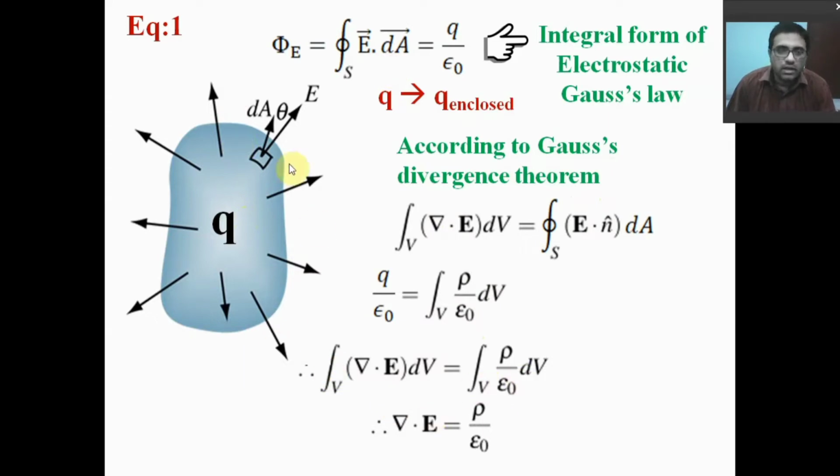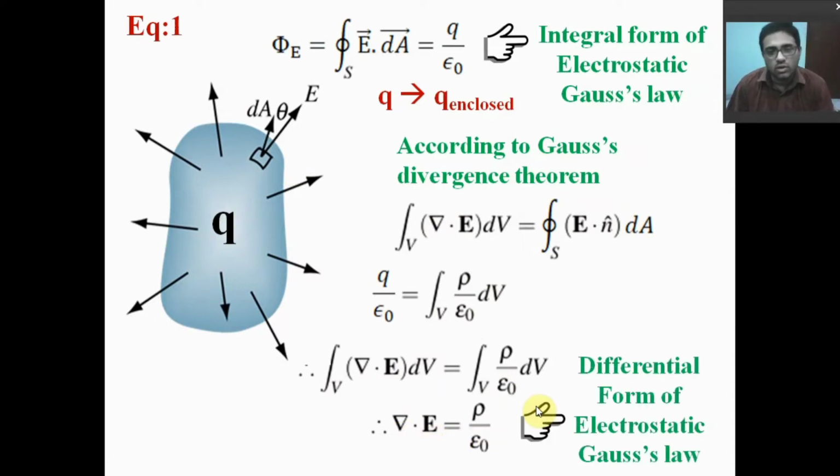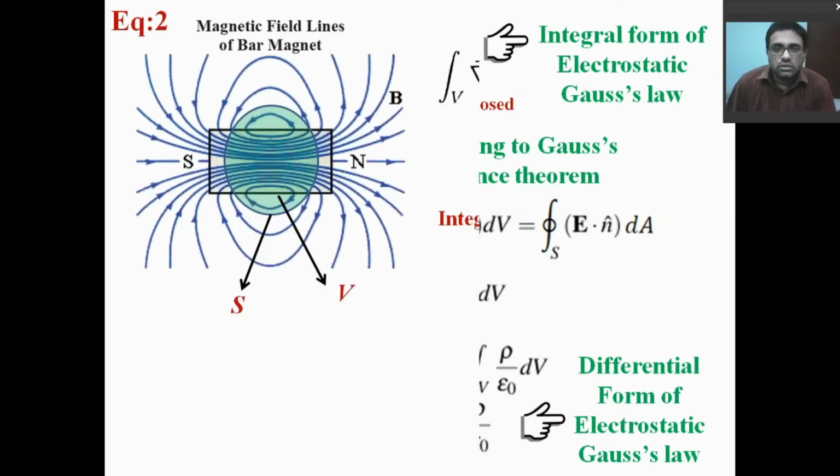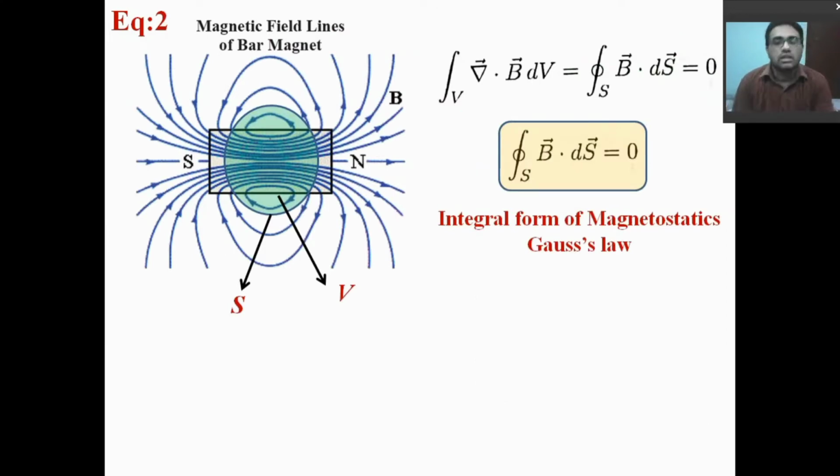Now for this finite volume, we can write del dot E equal to rho by epsilon naught, and this is called the differential form of electrostatic Gauss's law. Okay. Now come to the next equation, that is the magnetostatic Gauss's law.